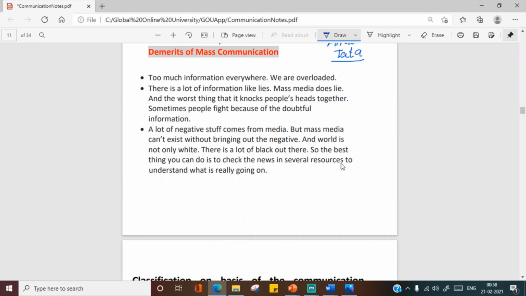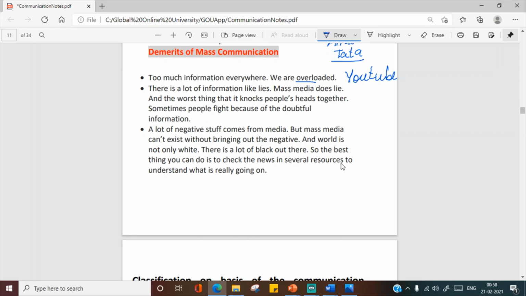Some demerits are too much information everywhere. We are overloaded. I agree to this a lot. For instance, you talk about YouTube. Everybody says YouTube is awesome, it's very nice. But you see, there is so much distraction over there. If you're watching something very serious or very important news, also, then also there is an ad, then there are comments to distract you, there are other suggested videos which distract you so much.